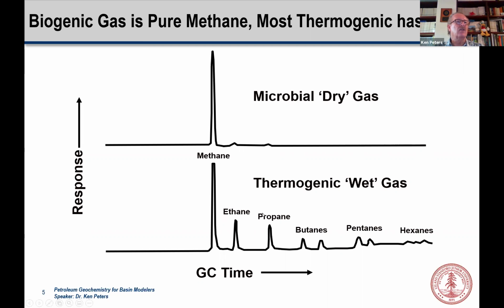Thermogenic gases, on the other hand, have a lot of C2 to C6 hydrocarbons that are also generated by this thermal cracking process, which is much less selective for bond cleavage than microbial gas generation. Microbes can be highly selective when they break out methane, and you get a very strong carbon isotope fractionation for that reason. Here, the isotope fractionations are not as clear-cut, although these are still quite negative compared to the crude oil, for example, or the source rock that the organic matter is derived from.